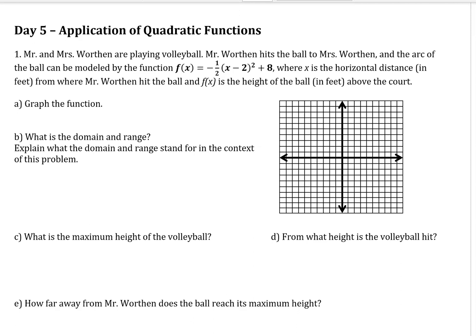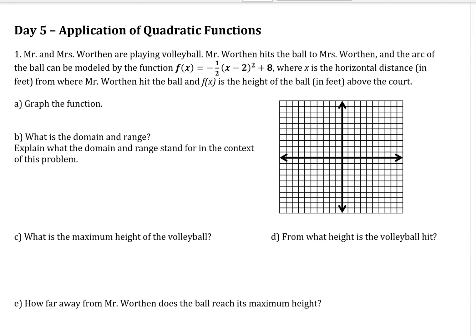Unit 11, Day 5, Application of Quadratic Functions. Up in R12, and we're going to go over Lesson 5, the last one for Unit 11. So problem number 1, these are applications.